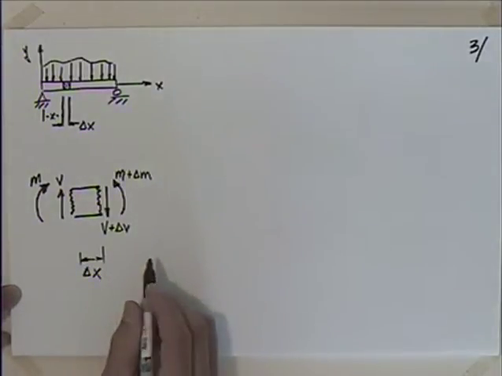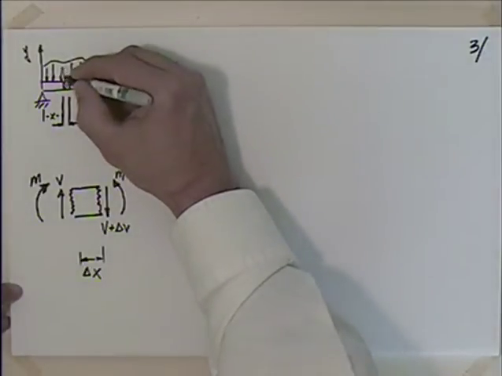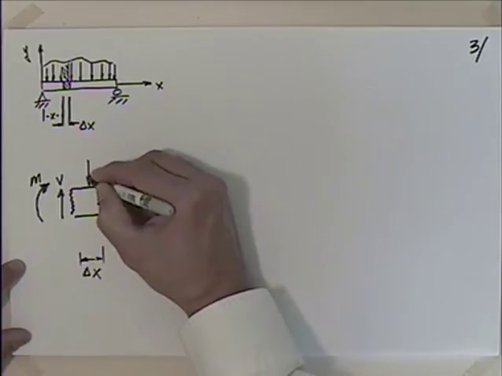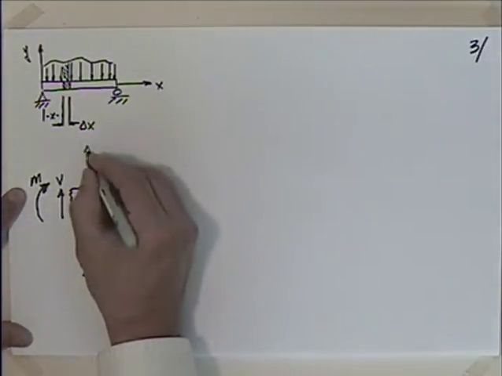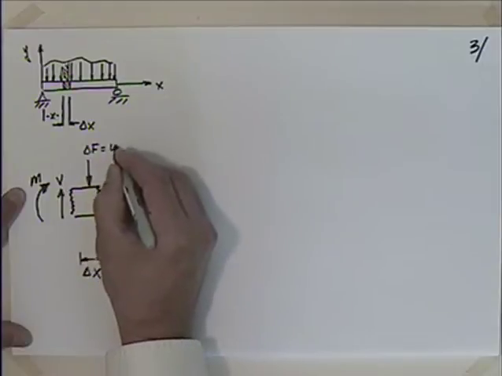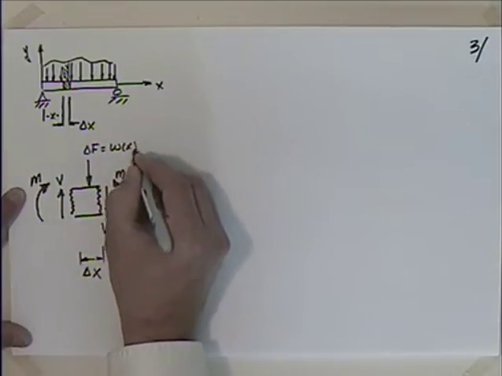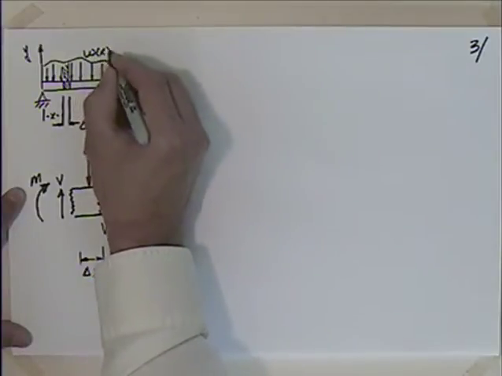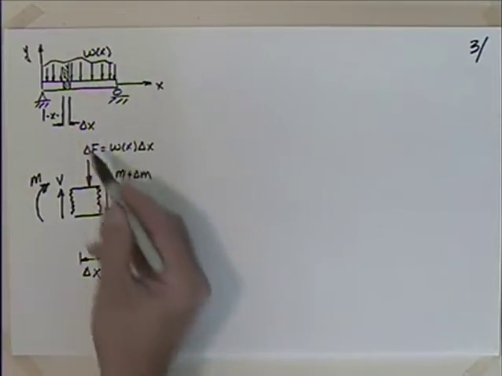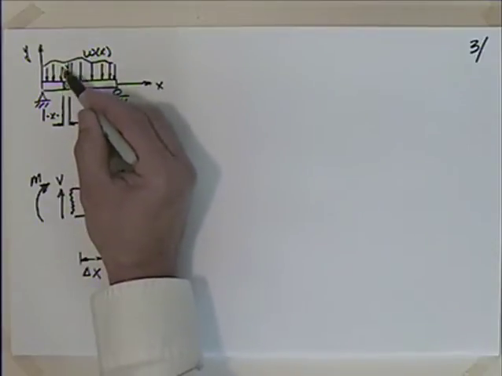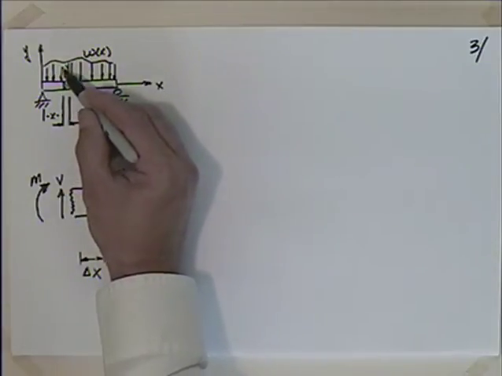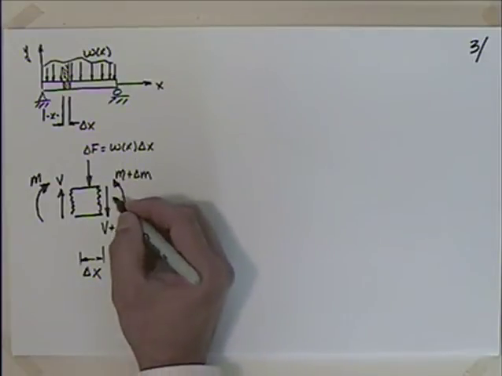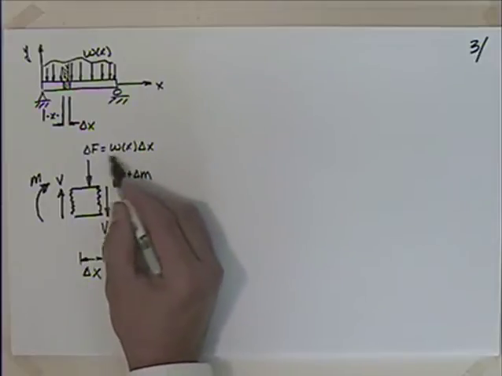Delta X. I'm going to take this load that's above here, this load that's in here, and I'm going to say that that's delta F, which would be equal to W of X times delta X. If this is W of X, our load, and we multiply it by delta X, we get that value. As delta X gets smaller and smaller, and we take it to the limit, we can think of that as a rectangle, in terms of the area.